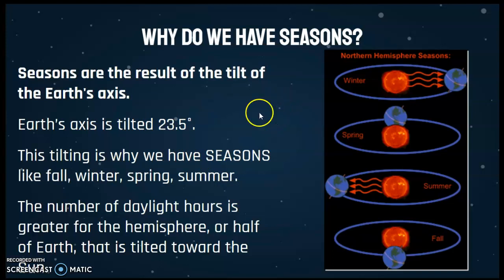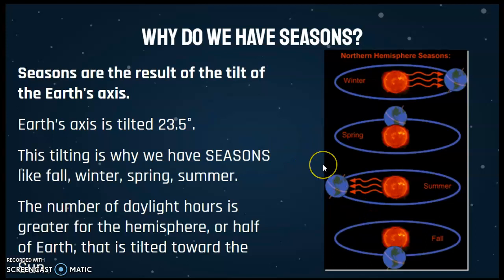We stay at that 23.5 degrees tilt. We know there's something called nutation, which is a wobble, which we talked about last time we were together. But we stay on average about 23.5 degrees. And so that tilt of 23.5 degrees, in relation to the sun, will dictate what season we experience.